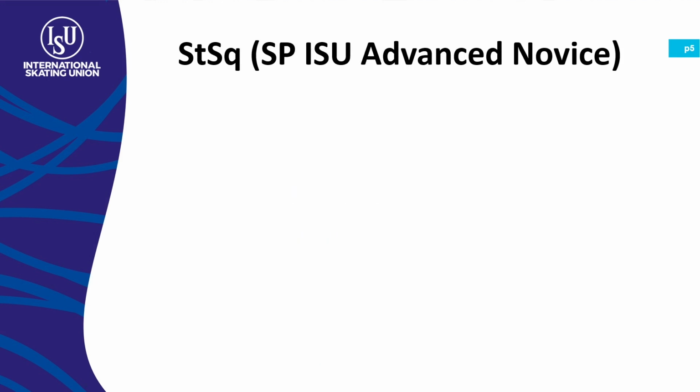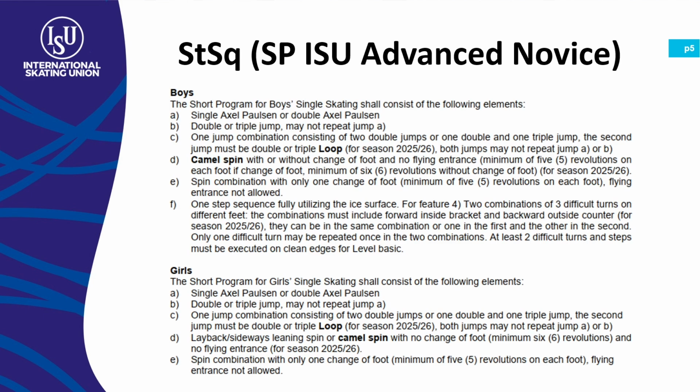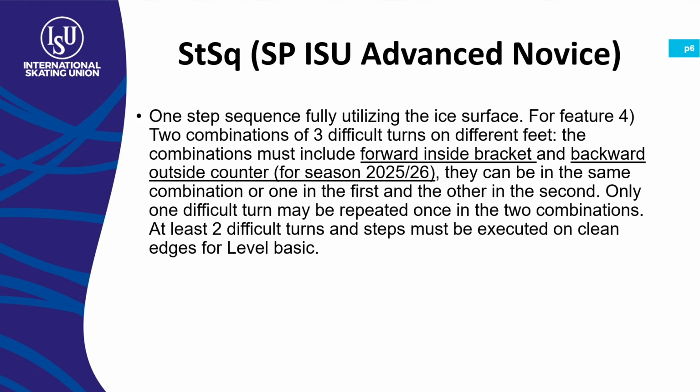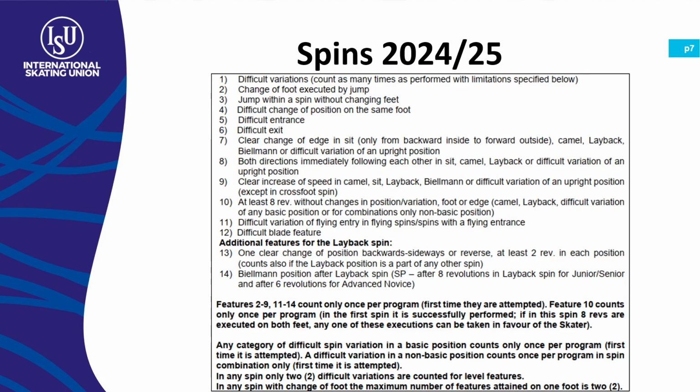But there is one interesting thing for ISU Advanced Novice short programs. Here are the new requirements for season 25-26, and if you look at the step sequence, there is the following rule: one step sequence fully utilizing the ice surface, but for feature 4, 2 combinations of 3 difficult turns on different feet, the combinations must include forward inside bracket and backward outside counter for season 25-26. The skater can do these turns in the same combination or one in the first and the other in the second combination.